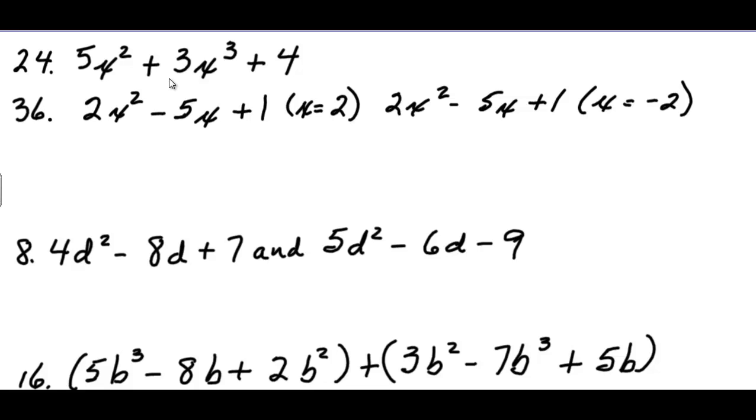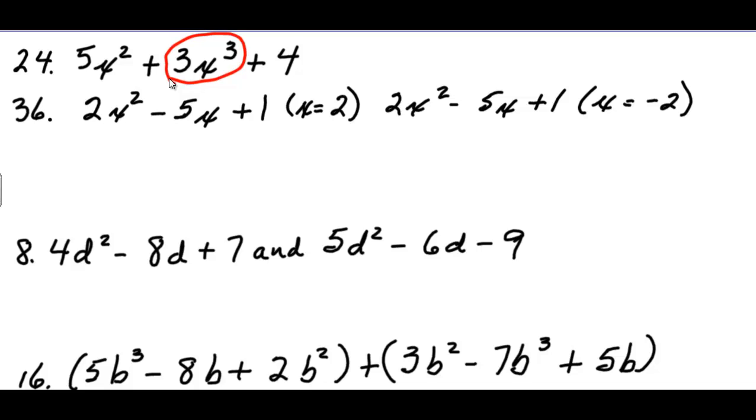Because there's not a great deal to section 3.3, we're going to do sections 3.3 and 3.4. Section 3.3 has a couple of key concepts, the first of which is how to write something in the proper order. So if you look at problem number 24, the instructions are to write in descending order. And what that means is the highest power is to be written first. That highest power happens to be x cubed here.